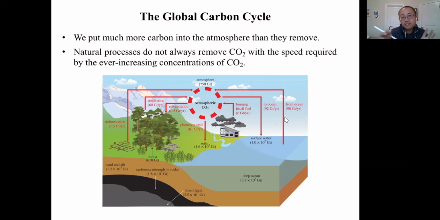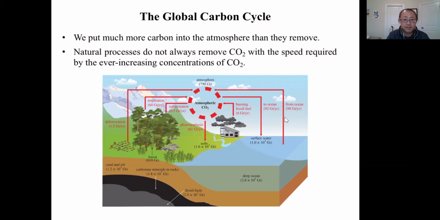But if you look at these red lines, you can see that some arrows point into the atmosphere, which means we're putting carbon dioxide into the atmosphere, and some arrows are going back, like photosynthesis, like reforestation, and also dissolving in the ocean water. We're taking carbon dioxide away from the atmosphere.